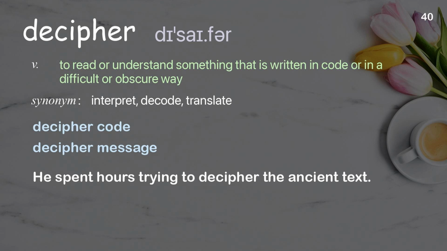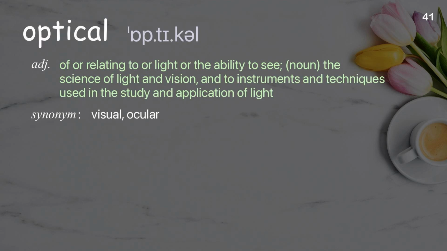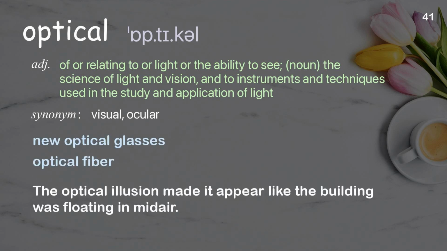Optical. Of or relating to light or the ability to see. Noun, the science of light and vision, and to instruments and techniques used in the study and application of light. Examples: New optical glasses. Optical fiber. The optical illusion made it appear like the building was floating in midair.